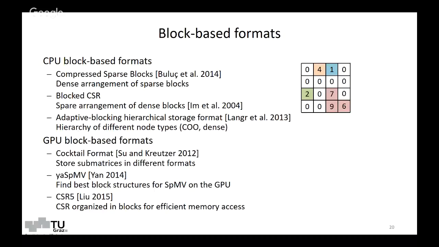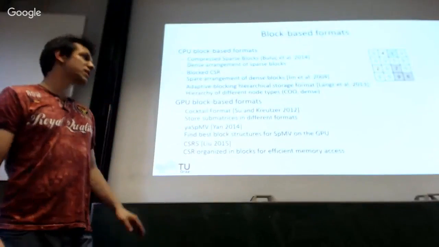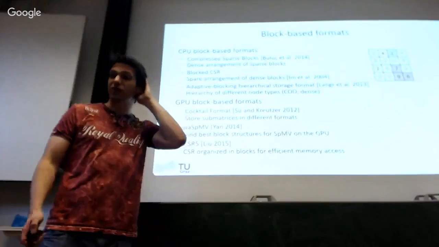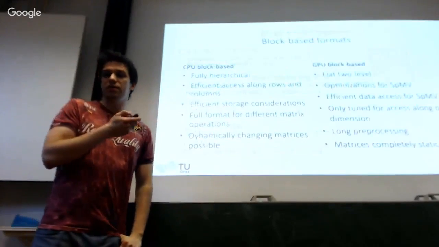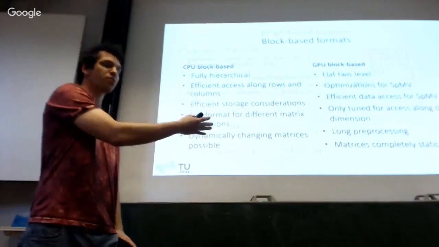And on the CPU, we see block-based formats where we store the matrices as dense arrangements of sparse blocks, as sparse arrangements of dense blocks, and even as a hierarchy of blocks. And there you can even have different node types. So we have seen all of that on the CPU. On the GPU, however, we haven't seen any of these hierarchical formats yet, and all of the block-based formats are mostly for special operations. So, for example, for sparse matrix vector multiplication.